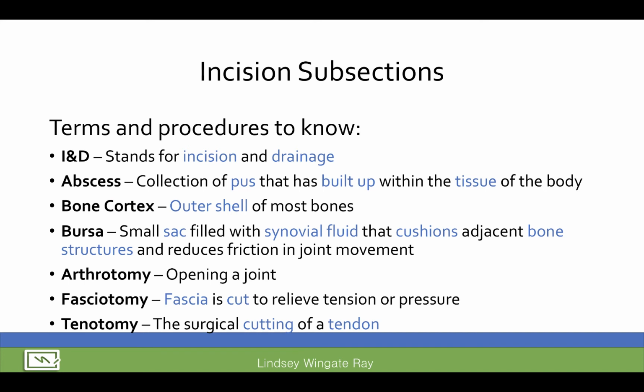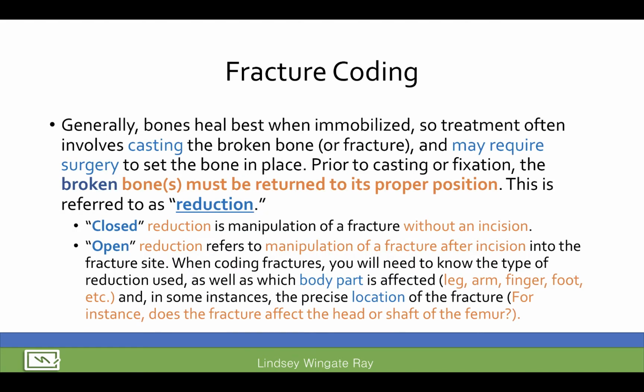Some terms to know in the incision section are I&D, which stands for incision and drainage, abscess, which is a collection of pus that has built up within the tissue of the body, bone cortex, which is the outer shell of most bones, the bursa, which is a small sac filled with synovial fluid that cushions adjacent bone structures and reduces friction in joint movement. Arthrotomy is opening a joint. Fasciotomy is where fascia is cut to relieve tension or pressure. Tenotomy is the surgical cutting into a tendon to release it.